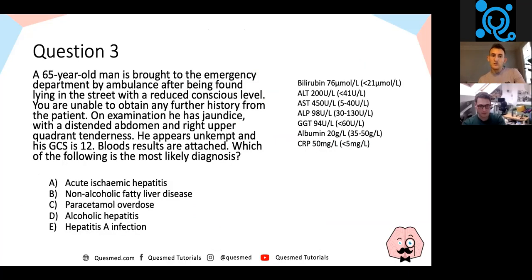So question 3: a 65-year-old man is brought to the emergency department by ambulance after being found lying in the street with a reduced conscious level. You are unable to obtain any further history from the patient. On examination, he has jaundice with a distended abdomen and right upper quadrant tenderness. He appears unkempt and his GCS is 12. Blood results are attached. Which of the following is the most likely diagnosis based on these blood results on the screen?